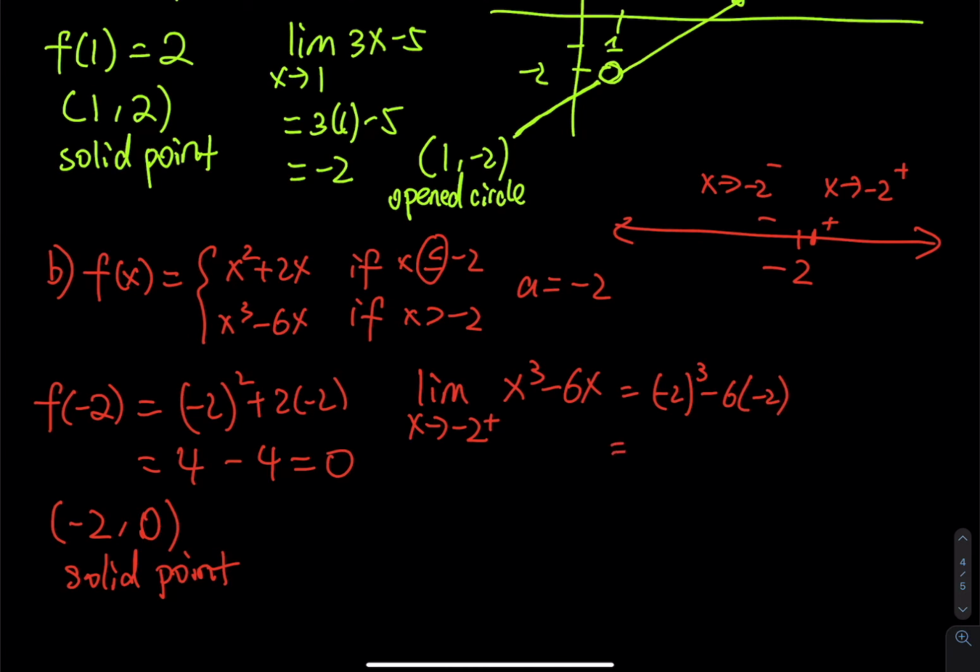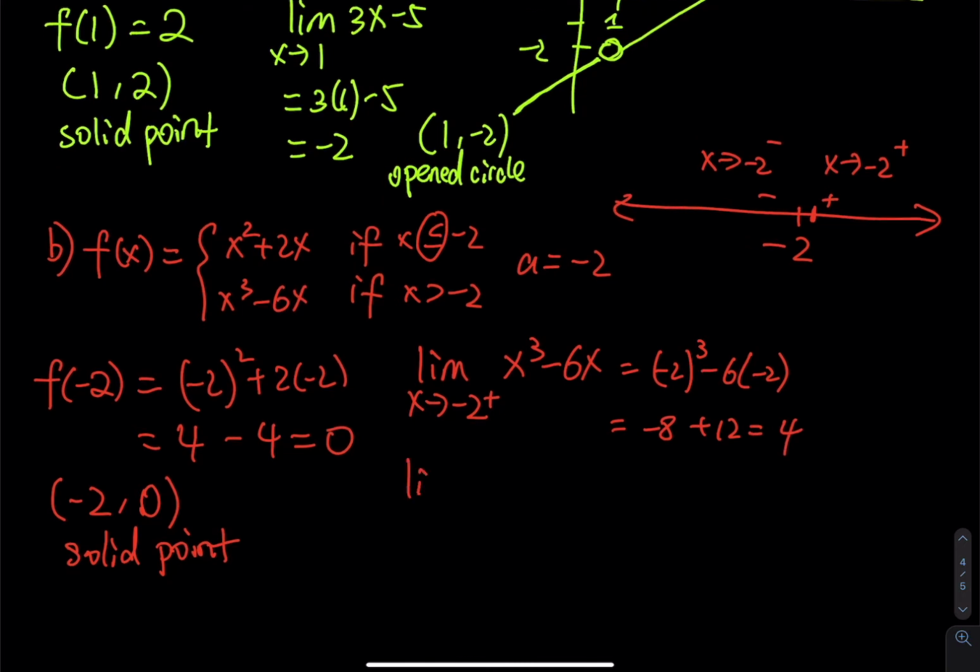So that is negative 8 plus 12. 12 minus 8 is equal to 4. That is my right limit. And then the limit as x approaches negative 2 from the left.